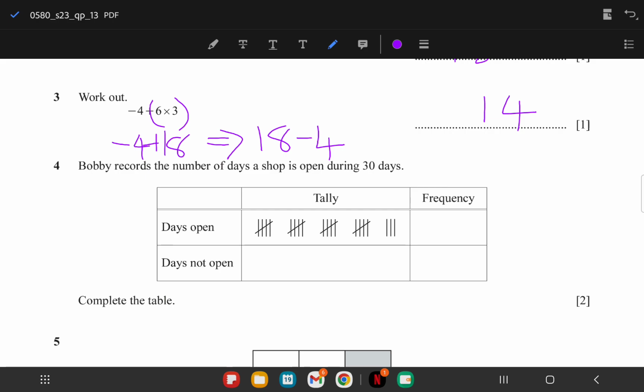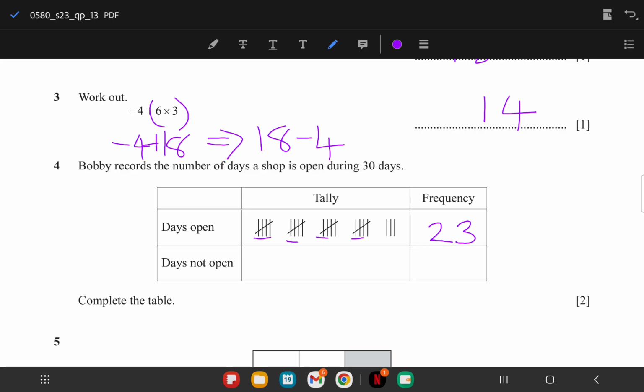Question number 4. Bobby records the number of days a shop is open during 30 days. So those are the tallied days, and they want us to complete the table. So with our tallies, we just count the number of sticks that we have. Whenever they're bundled up like that, it means that we have 5. So we have 5, 10, 15, 20, plus 1, 2, 3 to give us a frequency of 23.